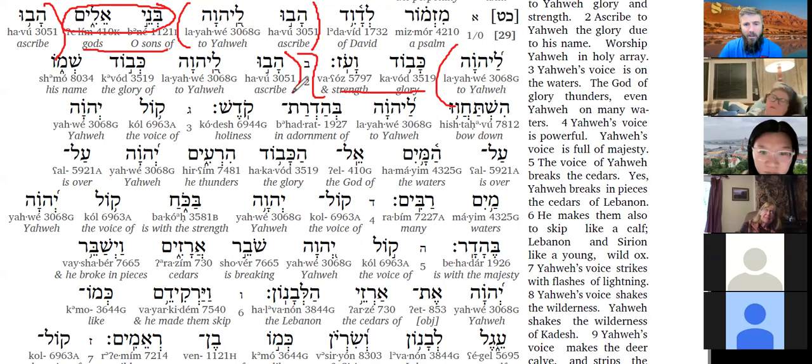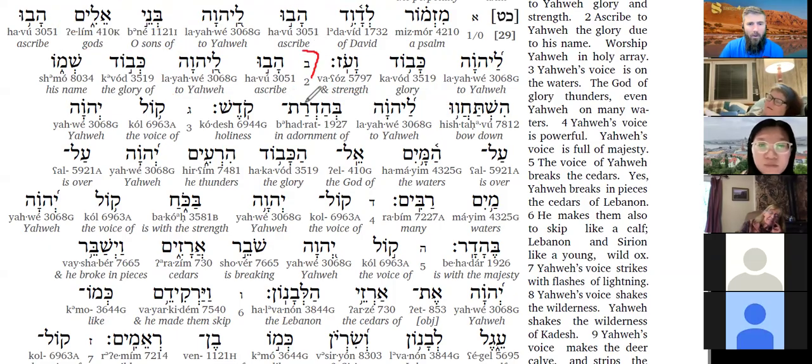And then it goes right into the next verse. There's another one here, Havu ladonai. And who wants to read that one? Verse 2. I'll read. Go ahead. Havu l'Adonai kavod shemo, hishtachavu l'Adonai behadrat kodesh. Very good.